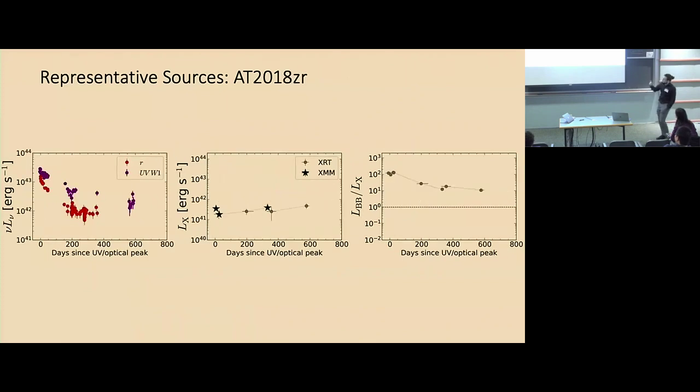Yet another example of different X-ray evolution is exemplified by 18ZR, the first ZTF TDE, where the X-ray luminosity is kind of flat the entire time at a faint level. So a few times 10 to the 41 during the entire evolution, maybe a little bit of increase at late times, but not so much, not the same case as 19AZH. And then again, if you look at L_BB over L_X, you have this decaying value, but it actually never reached the same low values as the other sources.